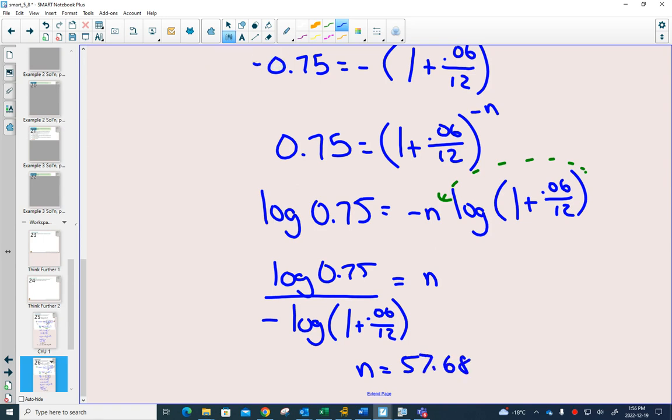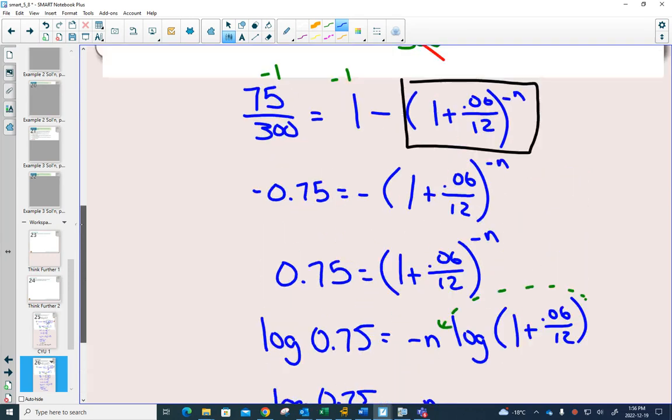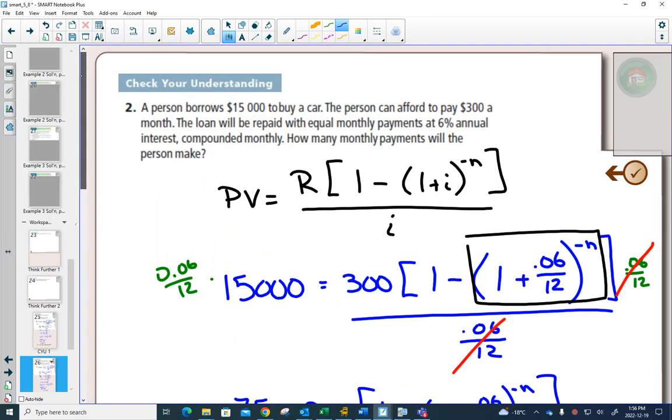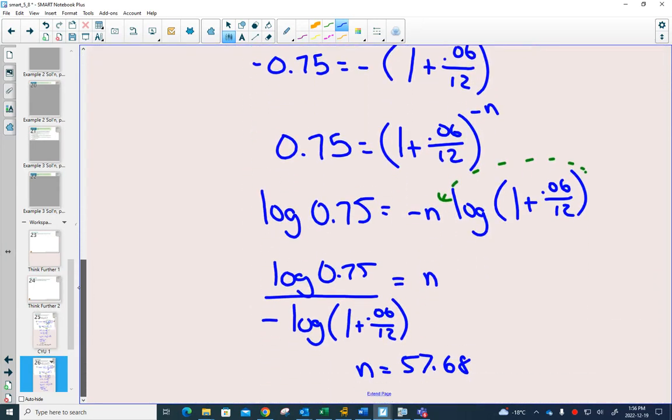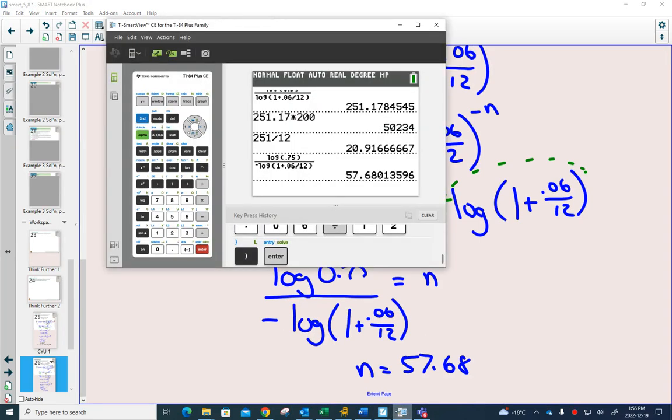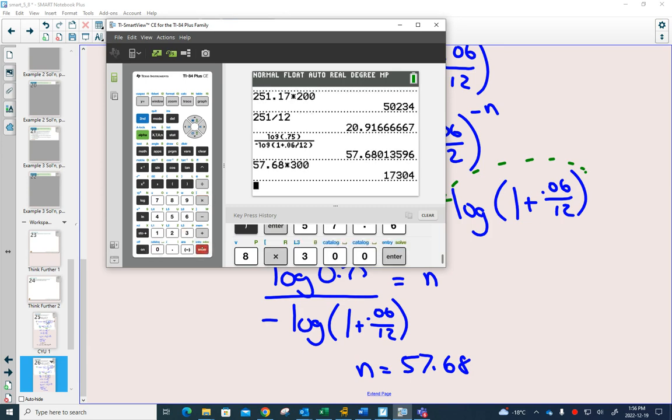So you'd have to make 57 full payments of $300 and then one partial payment, whatever 0.68 is, times 300. Now this is where you'll find it interesting. You bought a $15,000 car, 57.68 times 300, you actually paid $17,300 for it. It's something to take into consideration. How much extra are you actually paying for this vehicle when they give you a percentage rate?